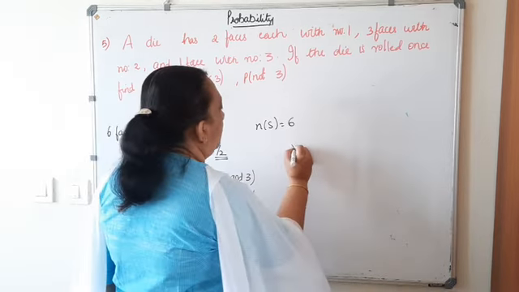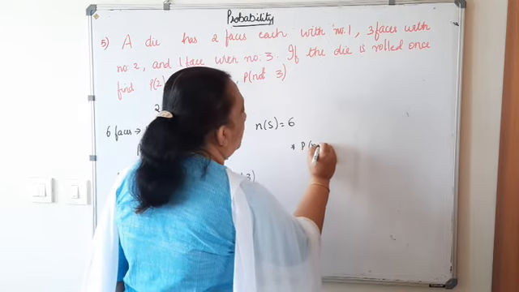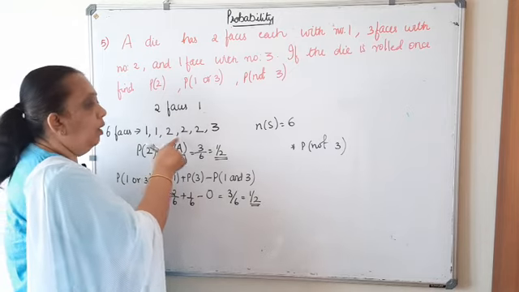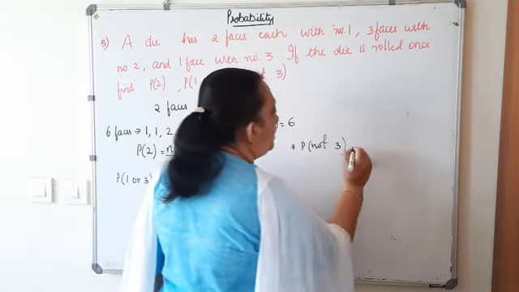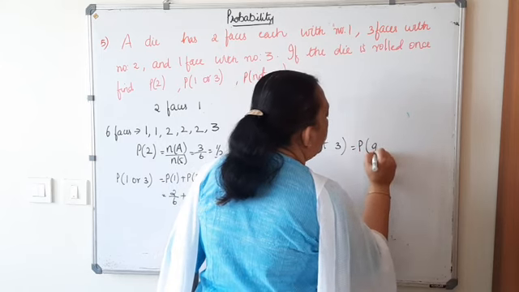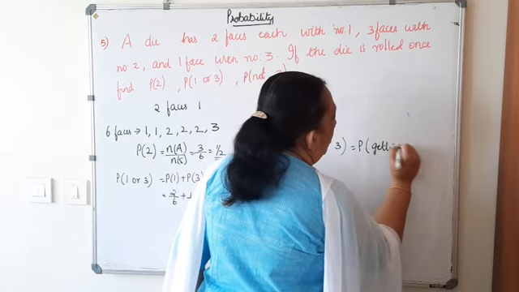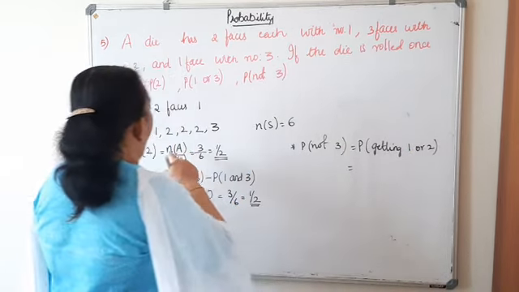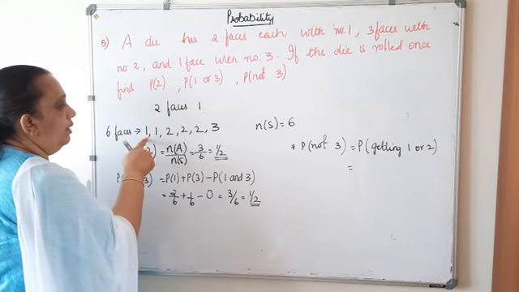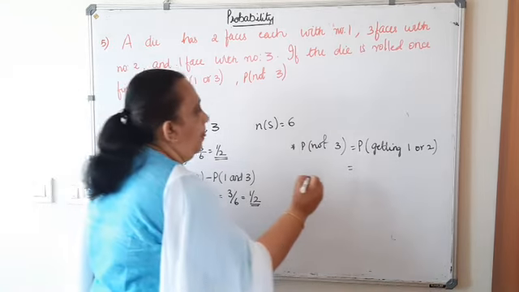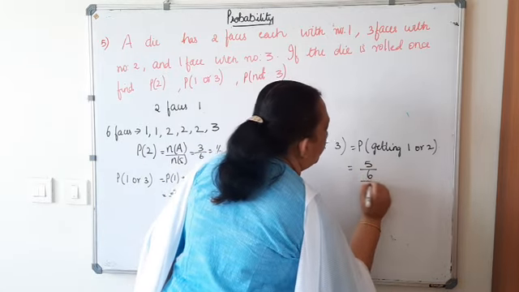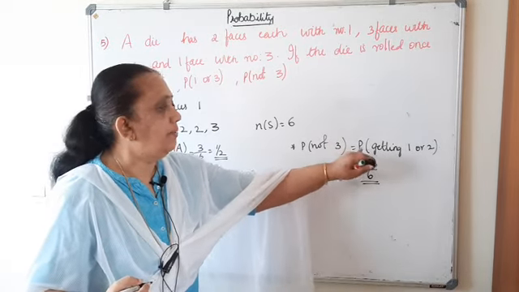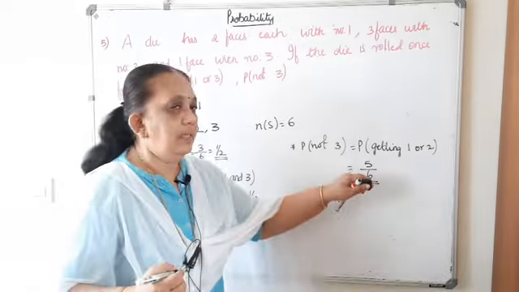Next question. Probability of not getting 3. Probability of not getting 3 means probability of getting 1 or 2. So what is that equal to? Your favorable cases are 1, 2, 3, 4, 5. 5 out of 6. Not getting a 3 means getting 1 or 2. That means it is equal to 5 by 6.